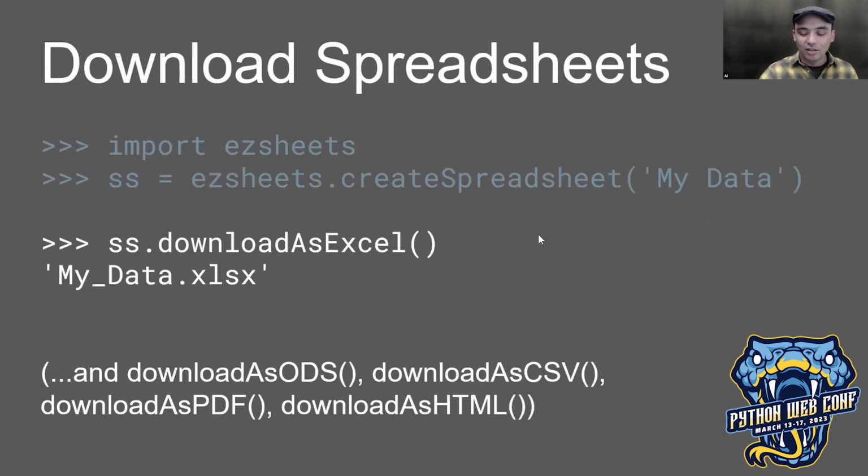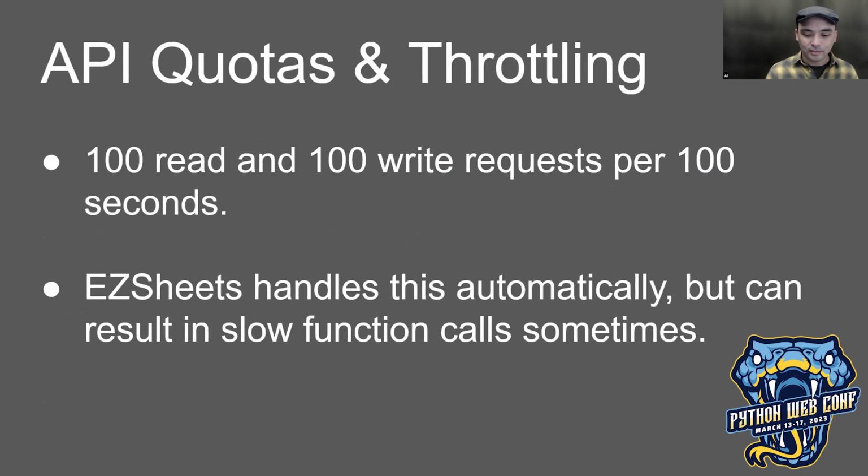And then also, this is something I use all the time. If I just want to download my Google Sheets spreadsheet as an Excel file, this is what uses the Google Drive API. There's a download as Excel method. There's also downloading as these other file formats as well.